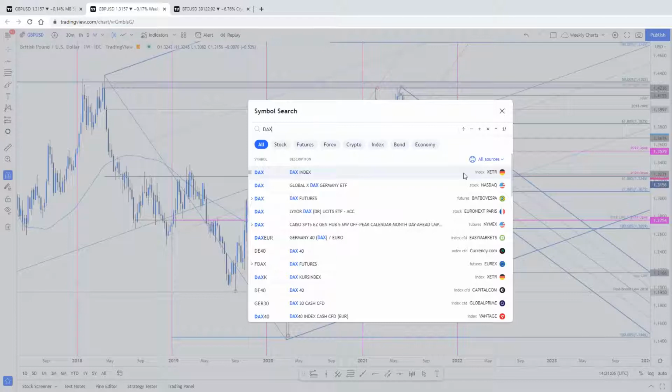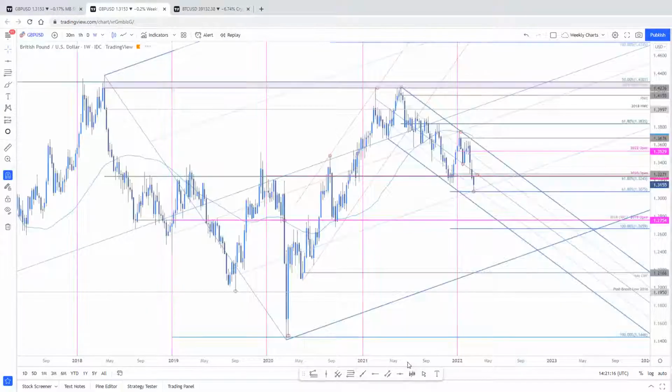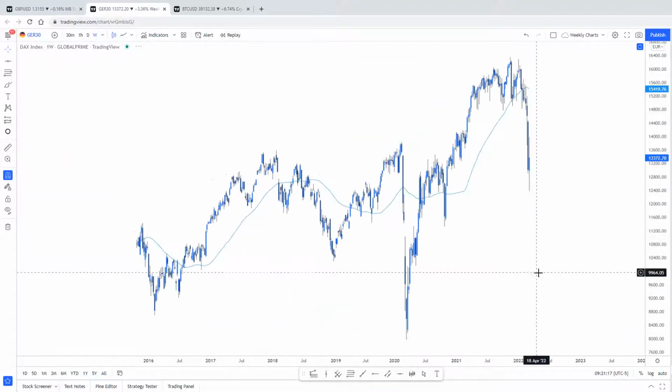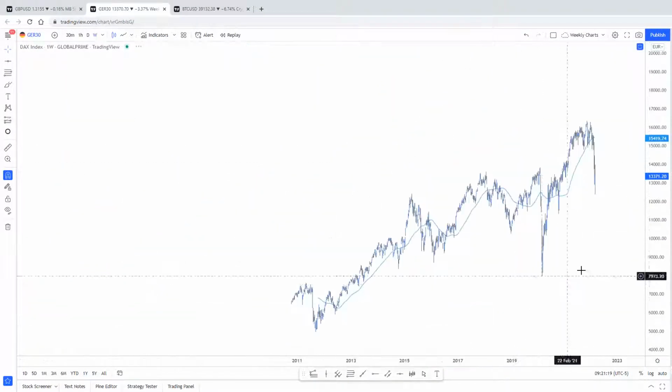What's the ticker you're using for the DAX, the German 30? Ty? Yeah, okay. Yeah.